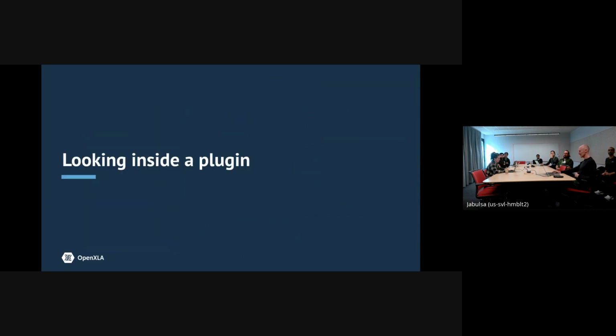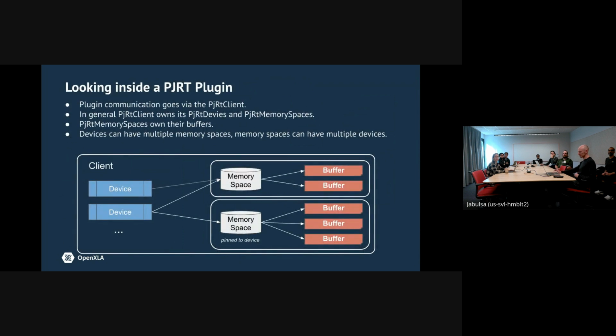All right, so let's take a look inside of a PJRT plugin. The highest level thing is the PJRT client. All interaction between a framework and a plugin goes through the PJRT client. Inside of a client, there are devices, memory spaces, and buffers. The client itself tends to own all of the devices and all the memory spaces, so once you are cleaning up a client, that's when those things will be released. Buffers themselves tend to be owned by the memory spaces.